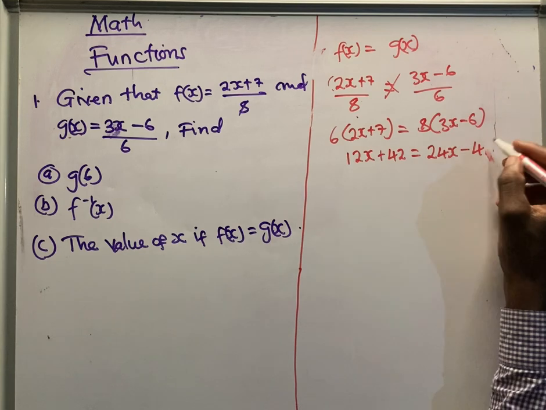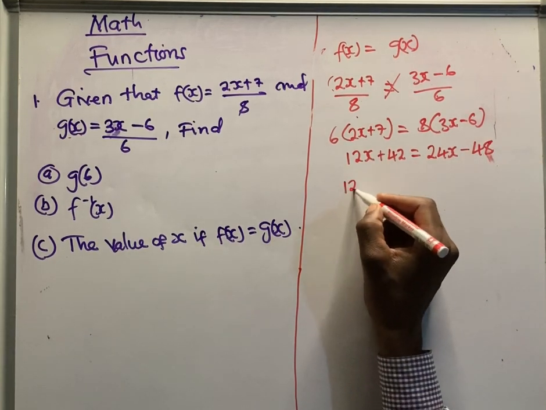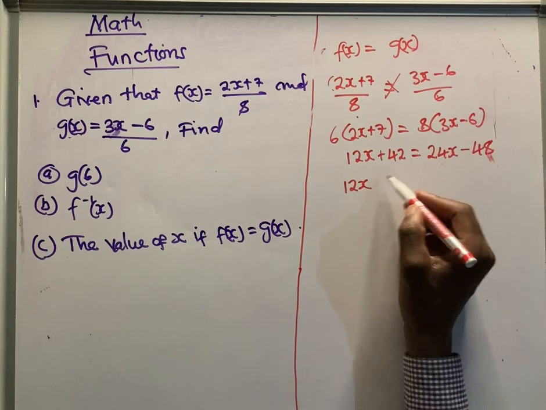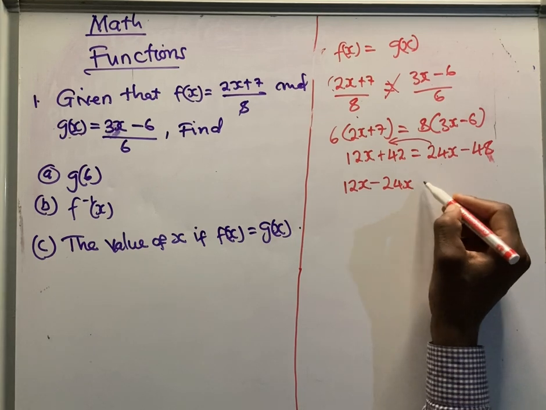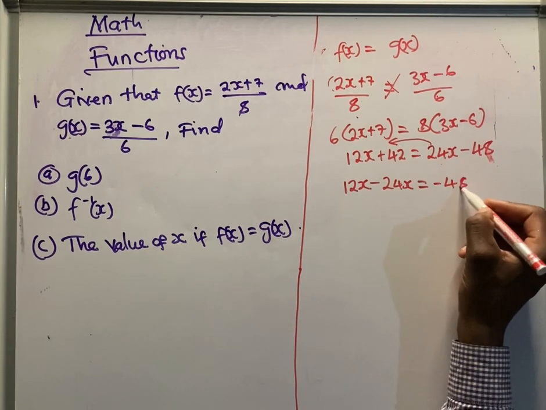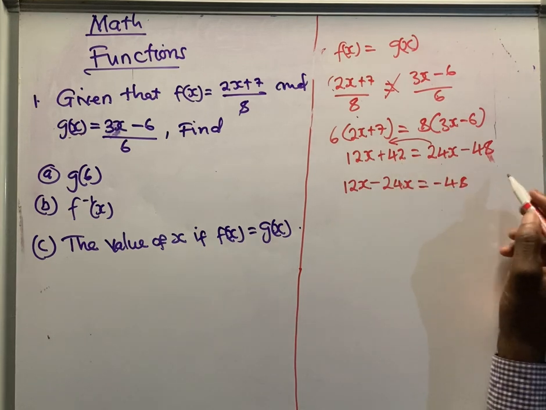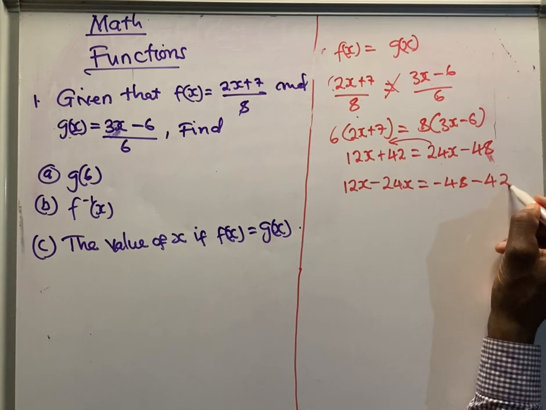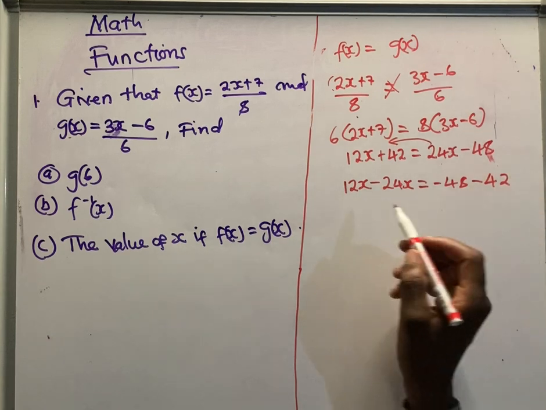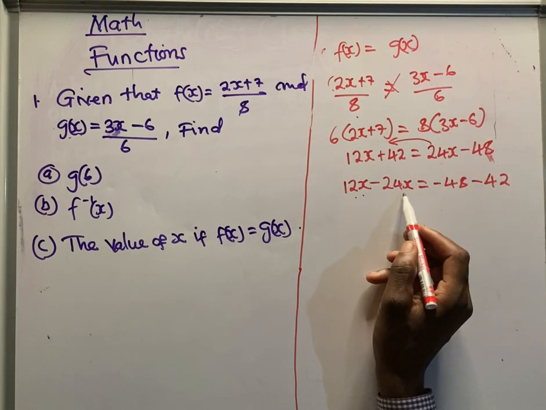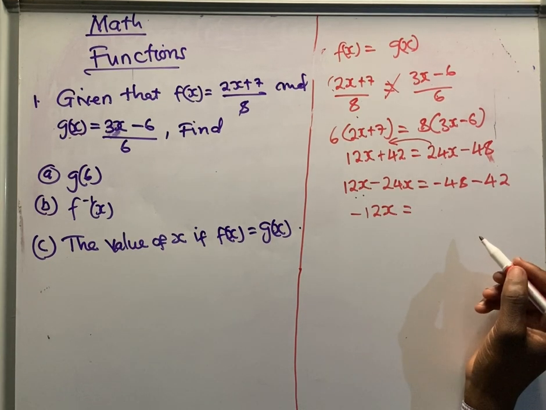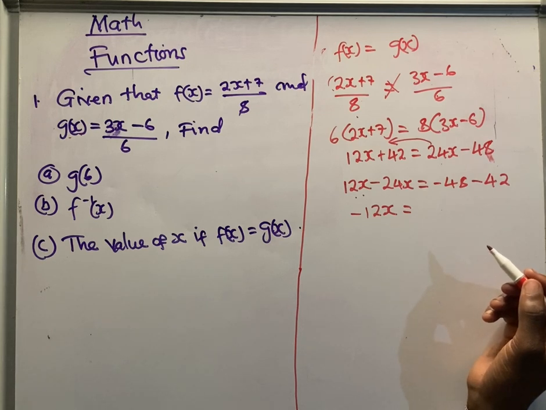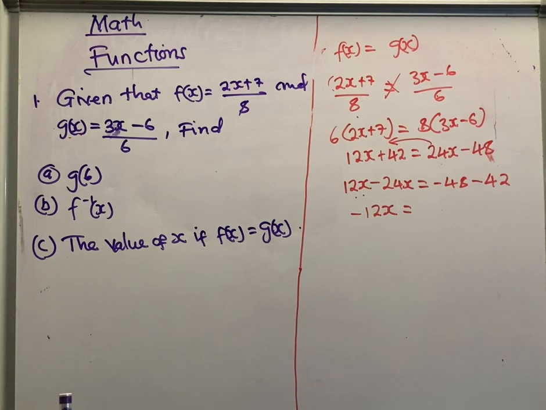Then here you have to group like terms. We have 12x, which is a like term of 24x. So when 24x goes there, it becomes negative 24x, which is equal to negative 48, the one which is there. And when 42 goes there, it also becomes negative 42. So if you subtract 12x minus 24x, we get negative 12x, which is equal to, then you add 48 plus 42.